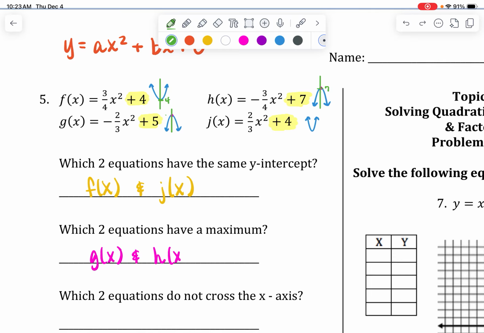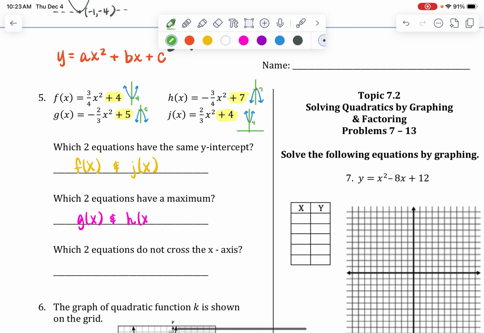I didn't mean to put such a large thing, it looked like an axis. And then over here on our last one, right, here's our y-axis, here's the 4 value, right? The x-axis is way down here, right? And he's opening up from 4, so he's never going to cross the x-axis, right? So I know this is going to be f of x and j of x.